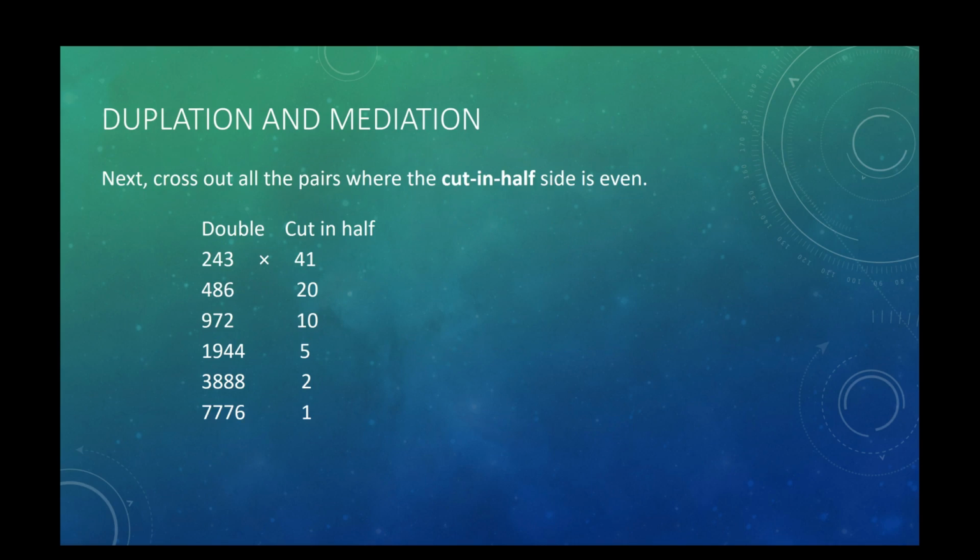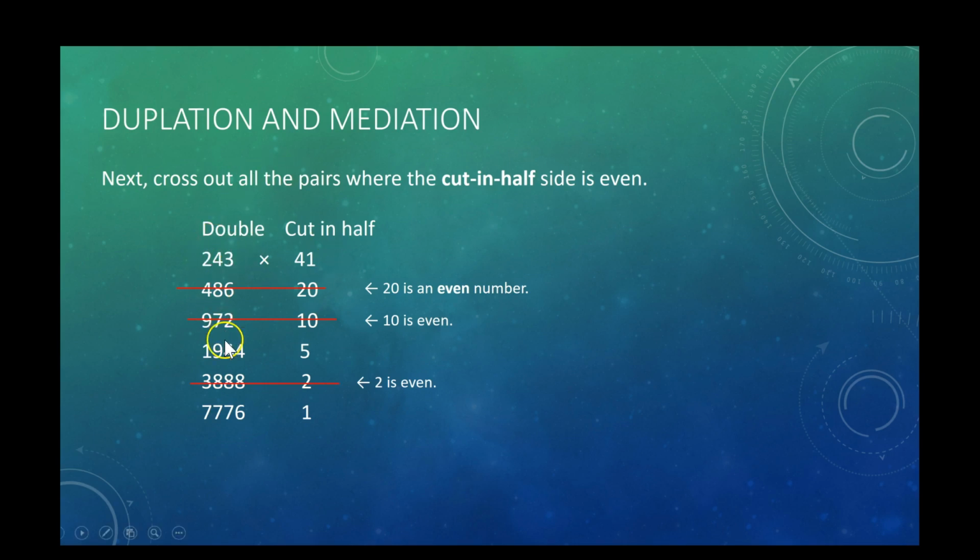Now what do we do? Now we cross out all the pairs where the cut in half side, that's this side, is even. So look at this side. This one is an even number, right? 20 is an even number. So what we want to do is cross out this whole pair where 20 is even. Do you see another even number here? Even means divisible by 2. Even on this cut in half side? Yes, 10. 10 is even. Cross out the whole pair. Any other even number? 2 is even. Cross out the whole pair.